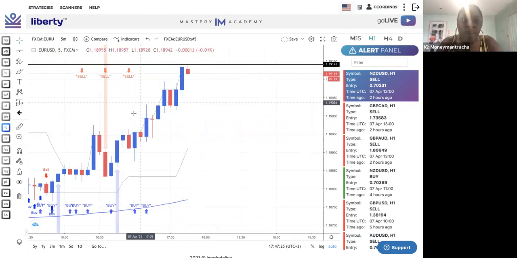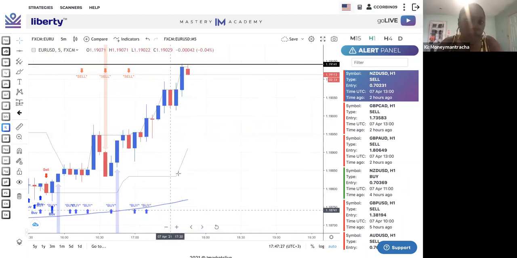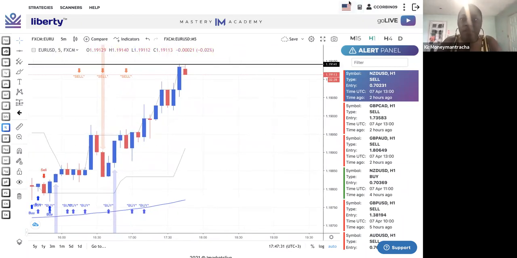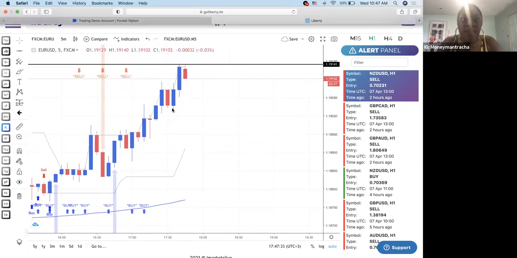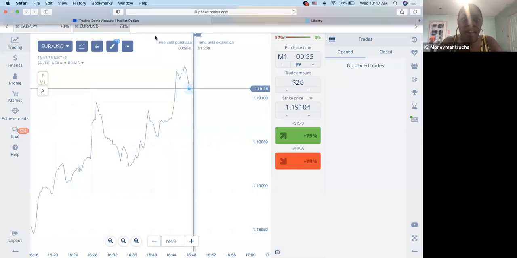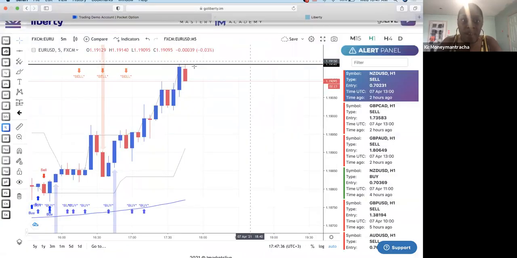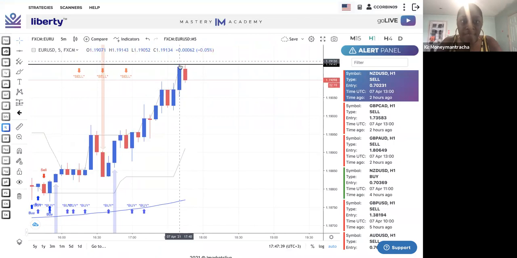That's why you really want to go back and forth between your scanner and your Pocket Option. You don't just want to stay on Pocket Option, and you can't simply use Pocket Option, right? Because look, we would have noticed that this was coming if we were going back and forth.